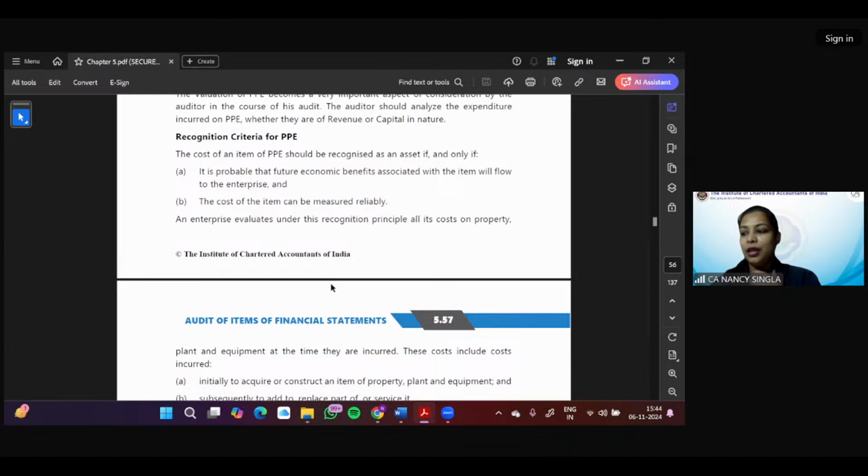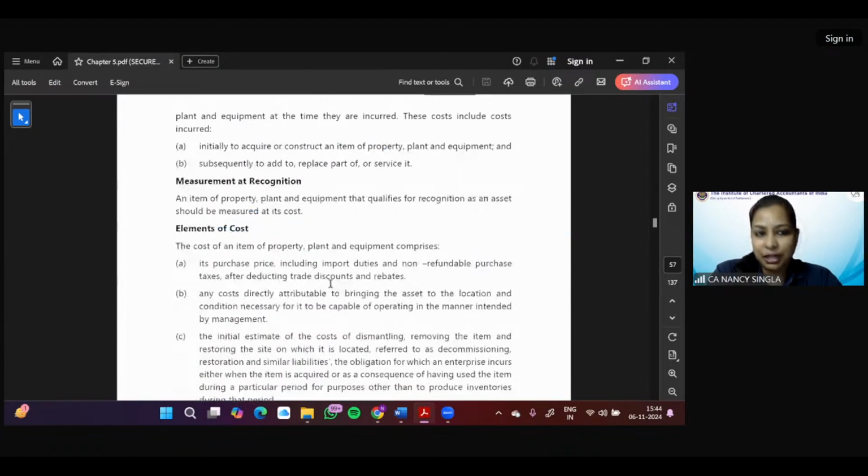Any expenditure or cost of an item will be recognized as an asset if it is probable that the future economic benefits associated with that item will flow to the enterprise and the cost of the item can be measured reliably, right?